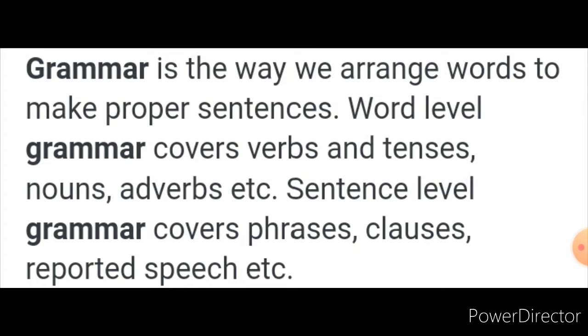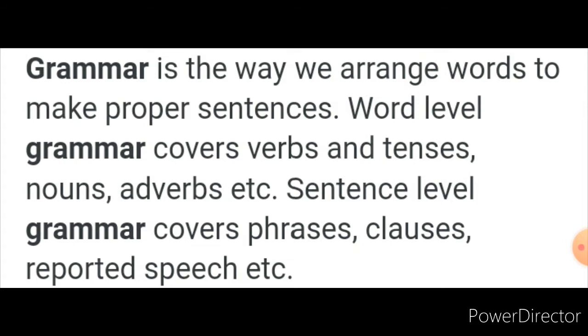Grammar is the way we arrange words to make proper sentences. Word level grammar covers verbs and tenses, nouns, adverbs, etc. Sentence level grammar covers phrases, clauses, reported speech, etc. First, you have to understand, children, that grammar is the way we arrange words to give a proper sentence. Grammar is used to understand a sentence with a proper meaning. A sentence can give a proper meaning which we can understand.